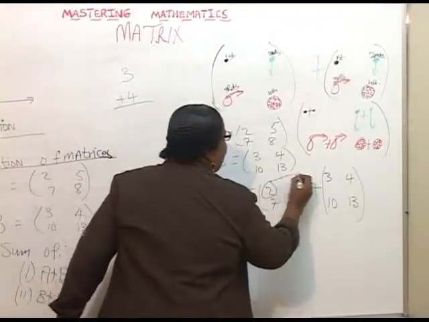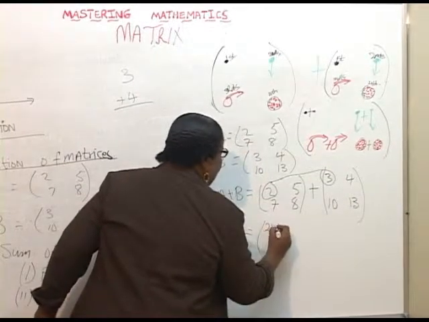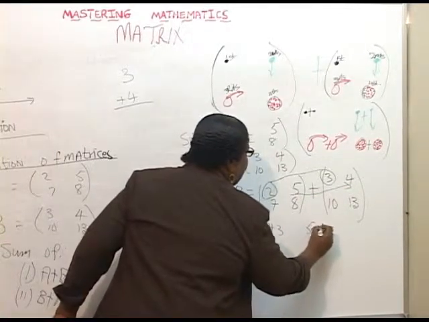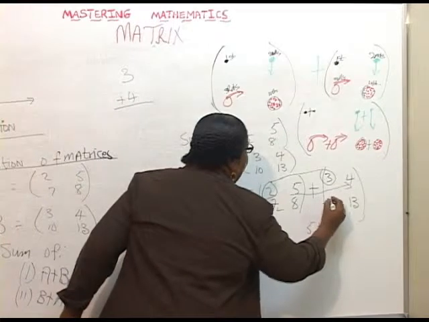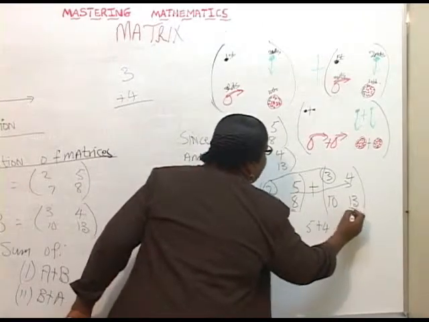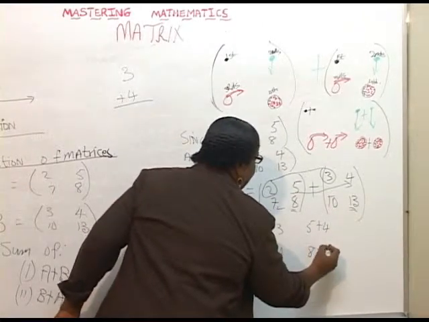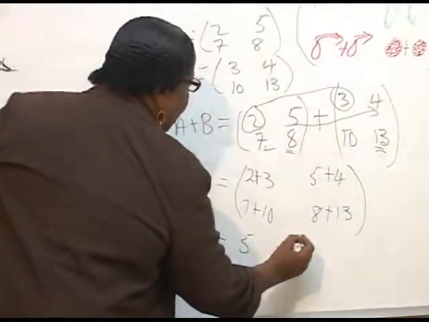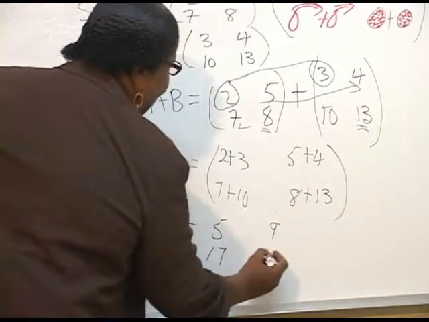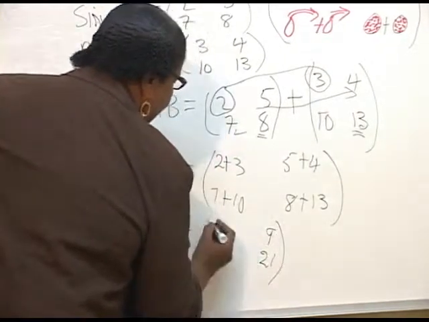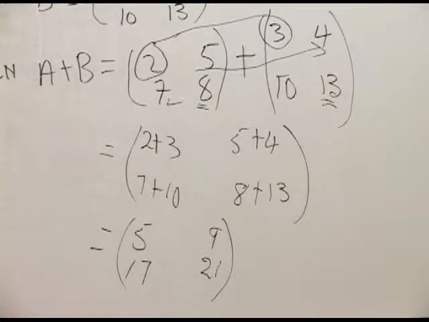So our 2 with our 3, so it's 2 plus 3. The 5 with the 4, so it is 5 plus 4. Then our 7 and our 10, so it's 7 plus 10. And then our 8 with 13, so it's 8 plus 13. And what is the answer? It is 5, it is 9, it is 17, and 8 plus 13 gives us 21. And that is the answer. Simple. I know you could do it.